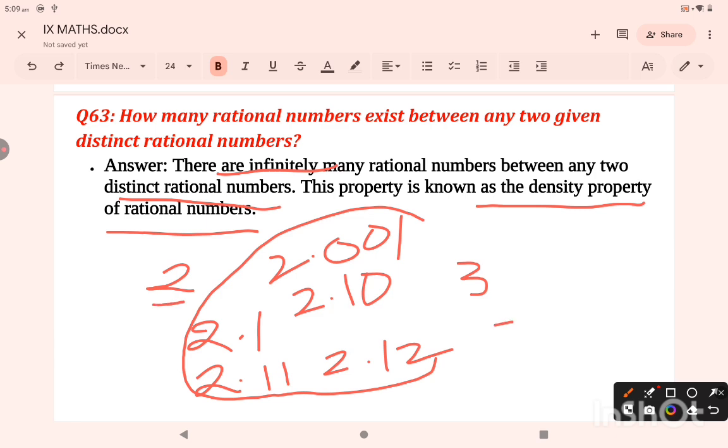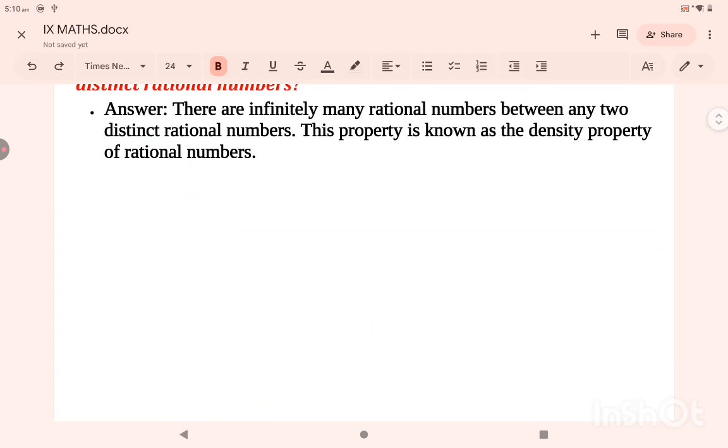So how many do we have here? Uncountable, infinity. That means the number of rational numbers in between any two rationals are infinite or uncountable. Okay. So the number of rational numbers in between any two rational numbers is equal to infinity. Next one.